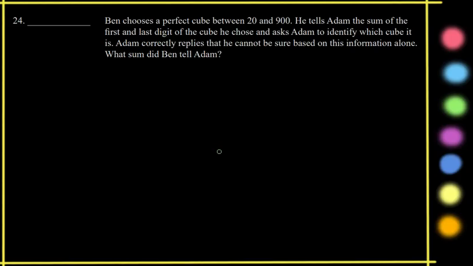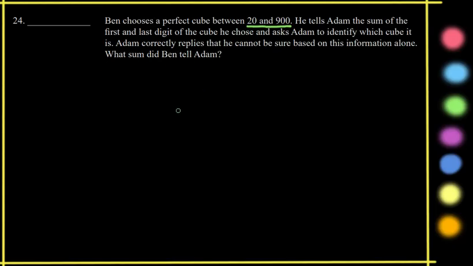This one's 24. It says Ben chooses a perfect cube between 20 and 900, a perfect cube. He tells Adam the sum of the first and last digits of the cube. I should say digits, I think. He chose, and asks Adam to identify which cube it is. Adam correctly replies that he cannot be sure based on this information alone. What sum did Ben tell Adam?